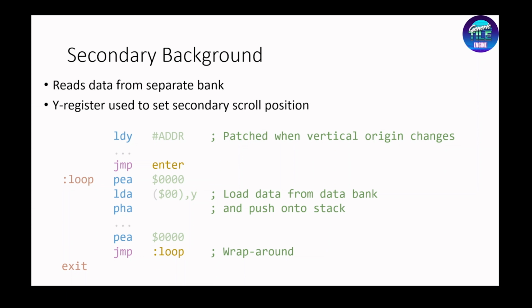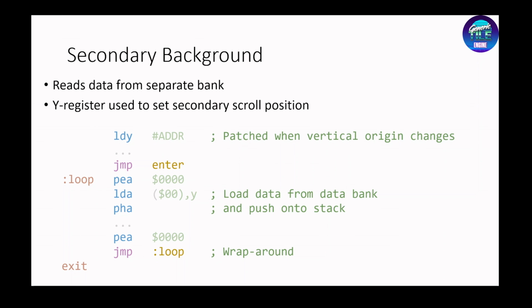The way that the data is updated is we need to have the ability to independently scroll the second background in relation to our primary background. The way that works is that when the secondary background layer needs to be scrolled horizontally, the values on the direct page are updated. We only need to update 80 values on the direct page, even for full screen scrolling. Similarly, when vertical scrolling needs to be changed, we go through and patch out a new address for the Y register on each line. So again, for full screens, this would take a maximum of 200 writes.